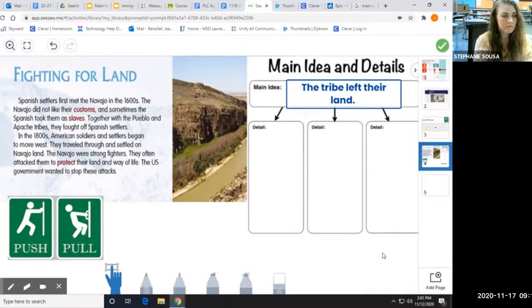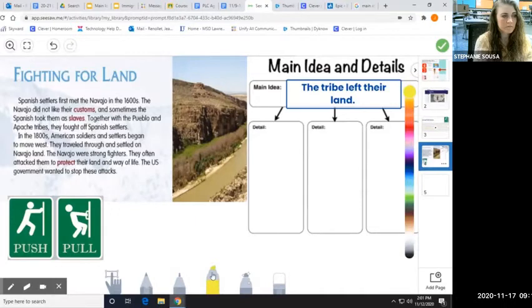Today we're going to talk about how Native American tribes left their land. We're going to connect this to push and pull factors. On my screen, I have a main idea and details graphic organizer. The main idea is that the tribe left their land. We're going to look for the reasons, the push or pull factors that caused the Navajo tribe to leave their land.